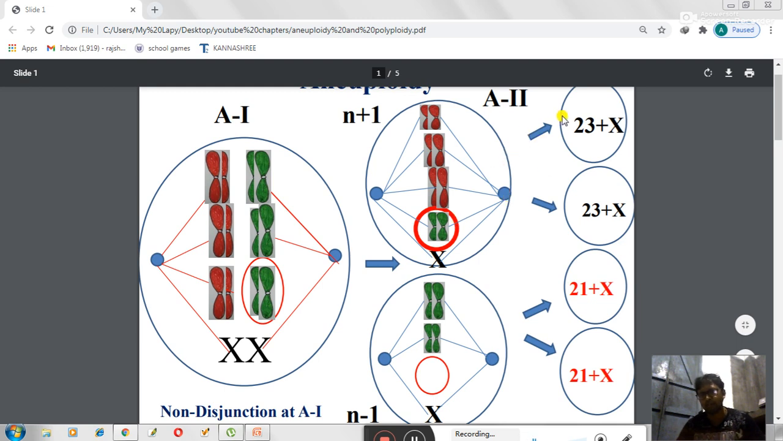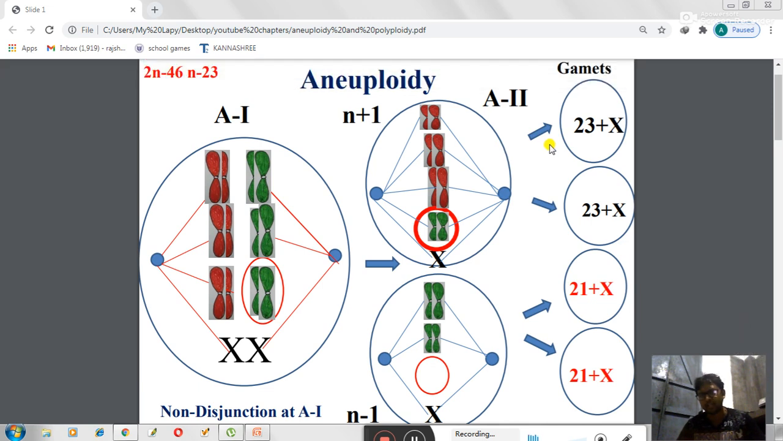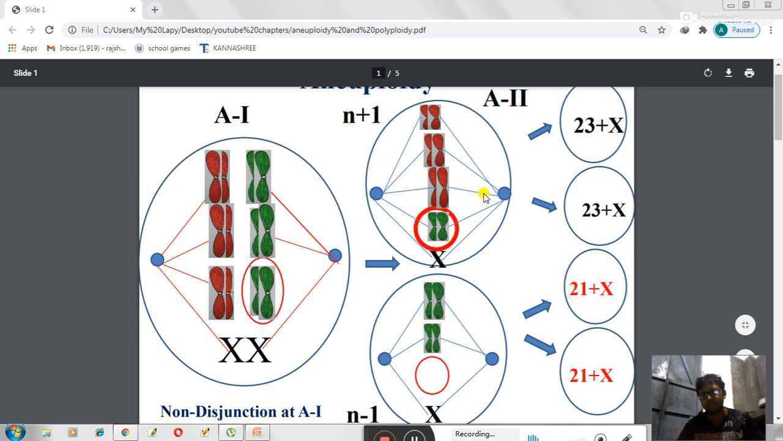After the second round, we know that the second meiotic division, meiosis 2, is like a mitotic division. If it is normal, then a normal division occurs. This cell will develop two cells. So here the 46 chromosomes are reduced by half to 23, so here it is 22 plus X.